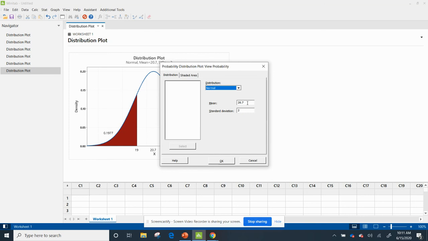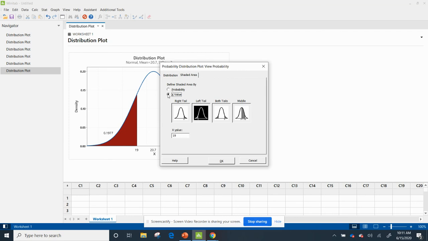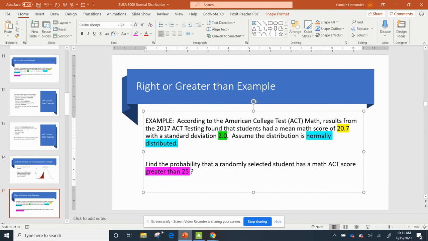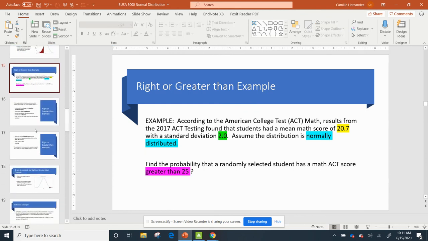So again, I've got my mean is 20.7. My standard deviation is 2. Shaded area. Again, I want the X value highlighted, and then I'm going to do right-tailed for this, and I'm going to change this. Remember, I said it was greater than 25. So X value, right-tailed, 25, hit OK. And look, it drew me this picture. So here's 20.7. Again, that's my mean. 25 is my X value, and I want to know greater than or above. So my answer is 0.01578.